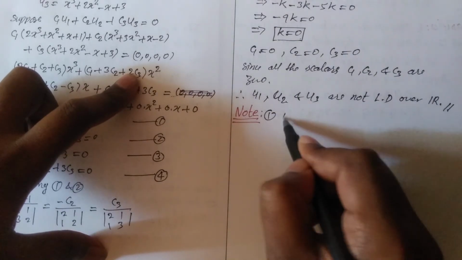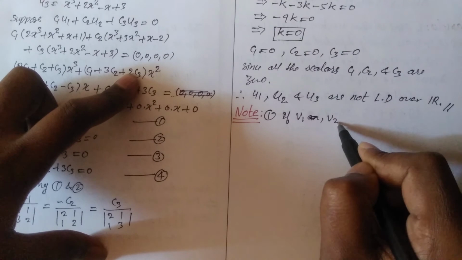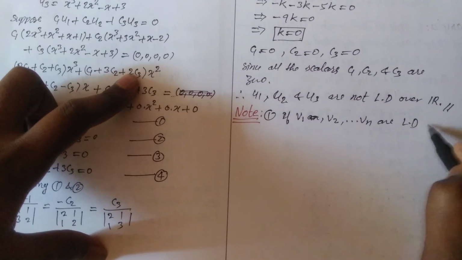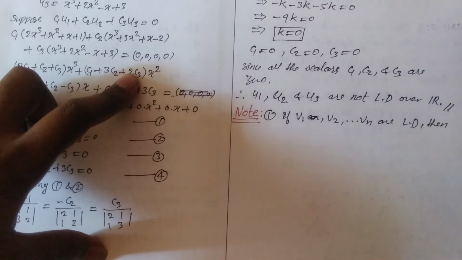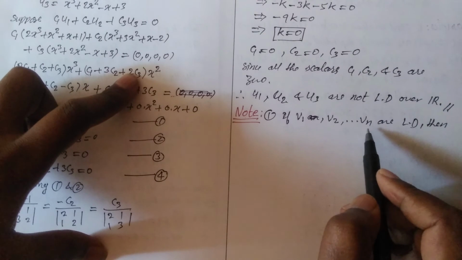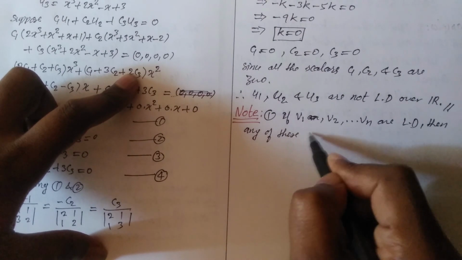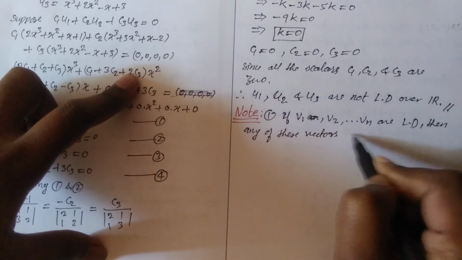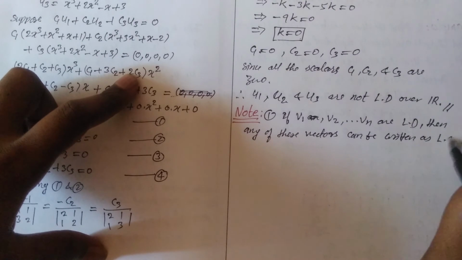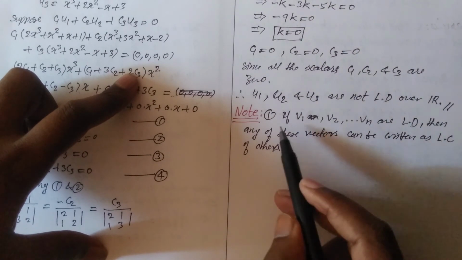Note number 1. If v1, v2 up to vn are linearly dependent, then any one of these vectors can be written as linear combination of others. So this is the first note.